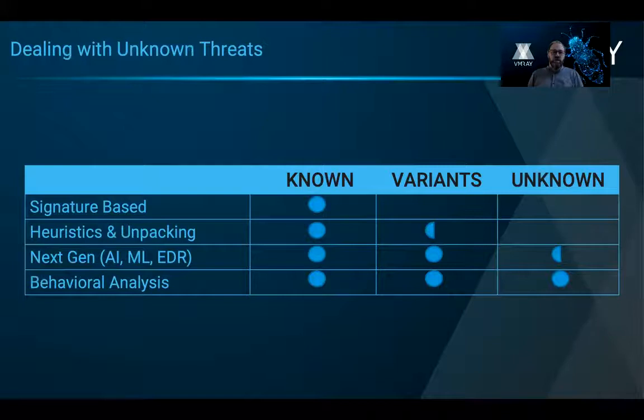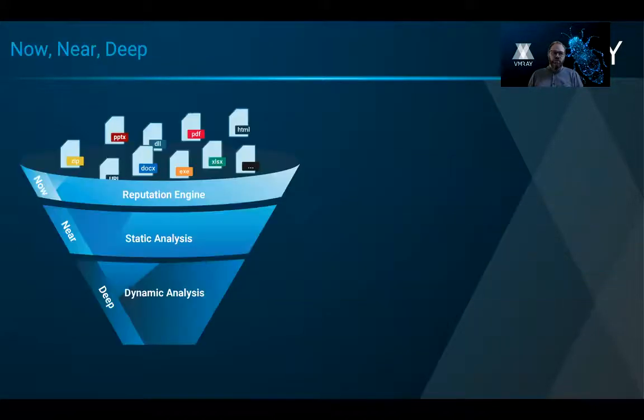Signature-based detects known threats, but doesn't detect variants or unknown threats. But you'll see in just a moment, it's still important technology to keep within your company. Heuristics and unpacking go a step further. They can detect variants of known malware. And the next-gen technologies can detect some unknown threats because they're using statistical methods based off of known good and known bad files. Behavioral analysis gives you full visibility into what's actually happening.